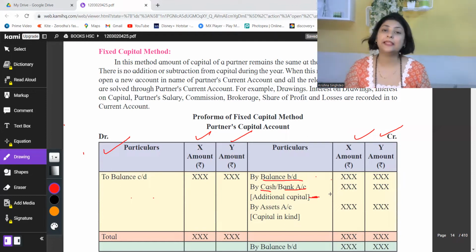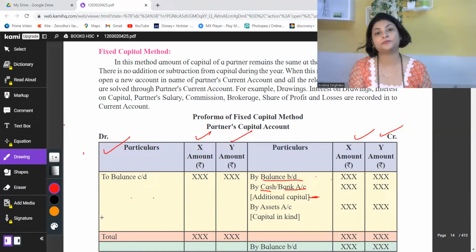Sometimes partners bring in assets also in the business. The asset can be stock, furniture or any other valuable item which is considered as asset. This is also written on the credit side. So in short, what do we understand by the credit side of capital account? Whatever is increasing the partner's capital account is coming on the credit side, whether it is introduction of further capital in the form of cash or in kind, means in the form of asset.